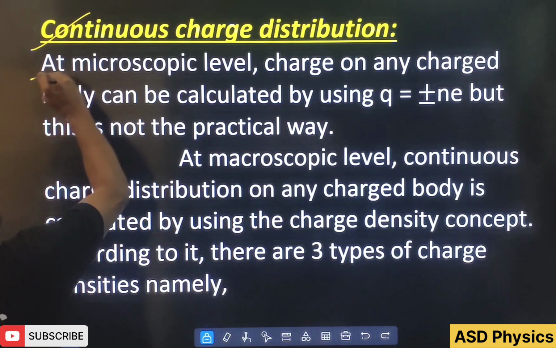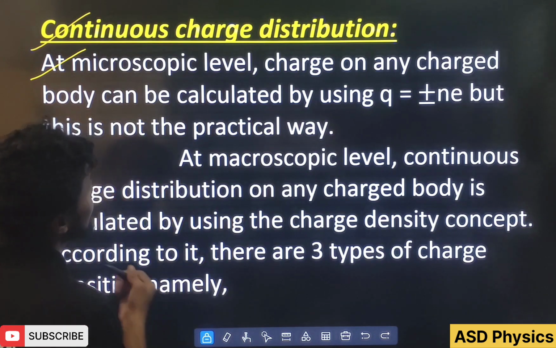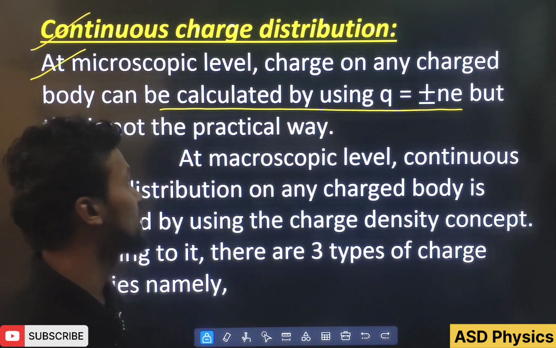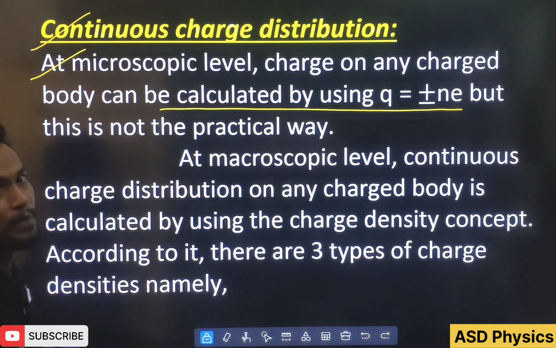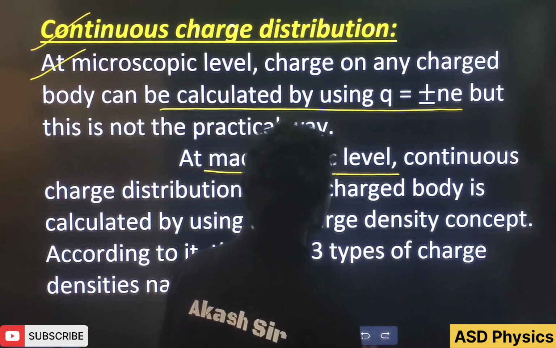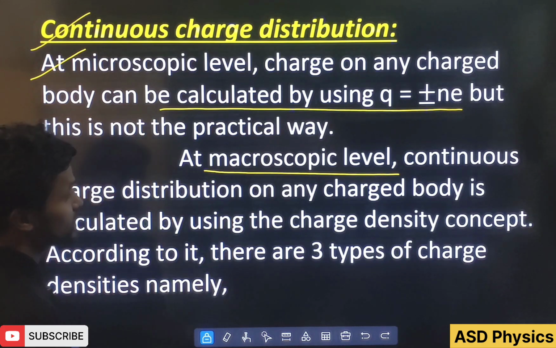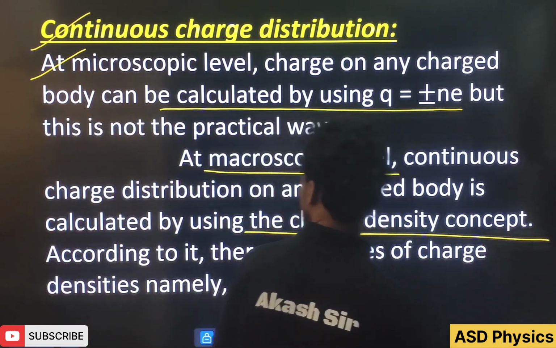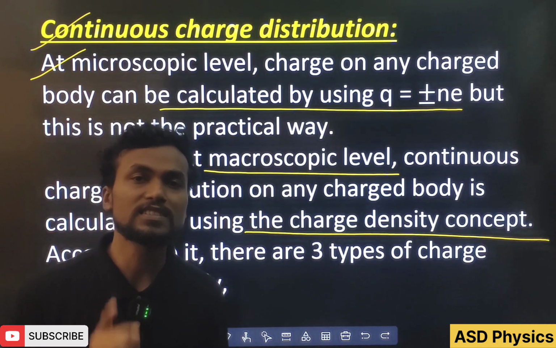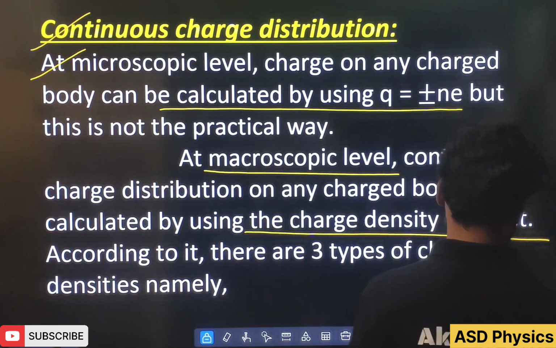So first understand this. So see please, at microscopic level, charge on any charged body can be calculated by using Q equal to plus minus Ne. But this is not the practical way. Then what is the practical way? See please, at a macroscopic level, continuous charge distribution on any charged body is calculated by using the charge density concept. And according to it, there are how many kinds of charge densities? There are three types of charge densities that we are going to see next.